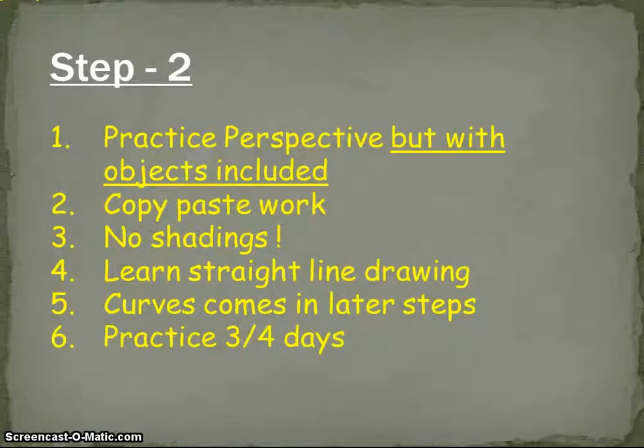Okay, after 2 or 3 days of exercise of basic perspective by copy sketching, now we move further. You just practice perspective with objects included. Like in the earlier example, you just drew the lines, isn't it? So now you also include the objects that have been shown there. So this is also basically copy work, and you need not worry about shadings. Shadings come in the middle part of our exercise, so you don't bother right now. You just go for plain straight line sketches, and curves will be coming in the next part.